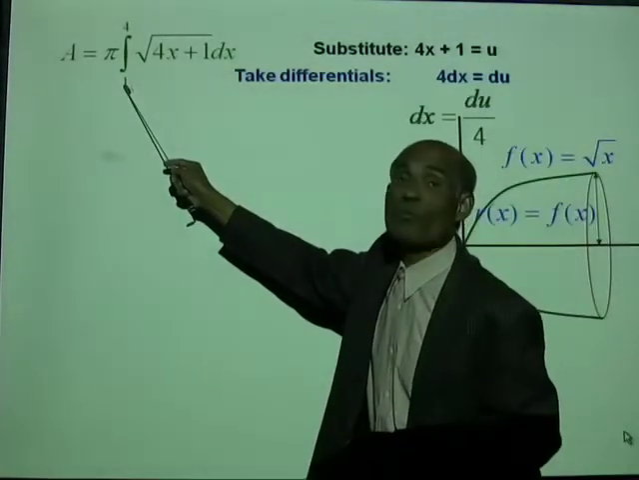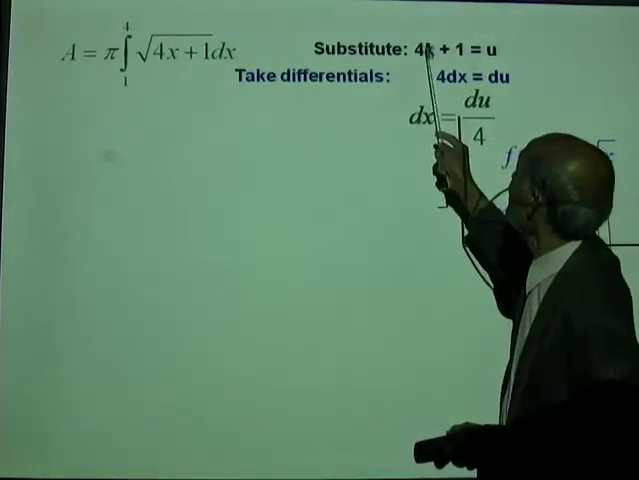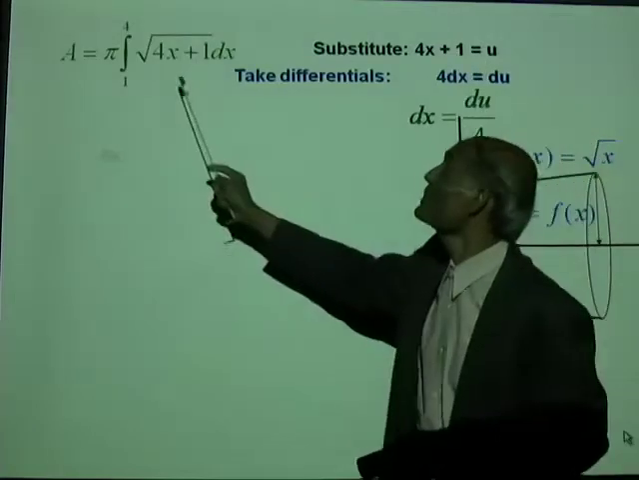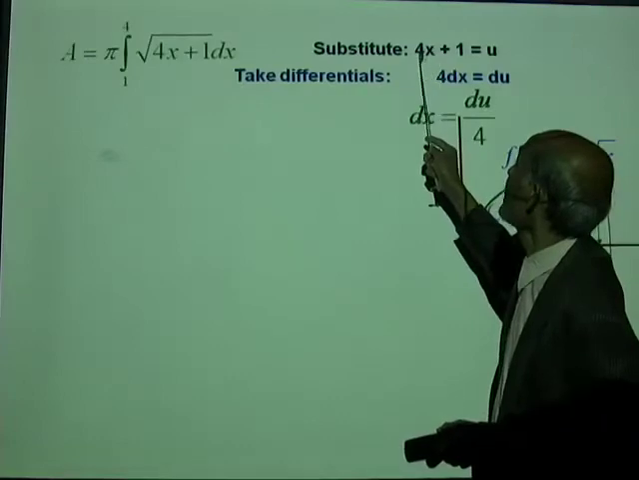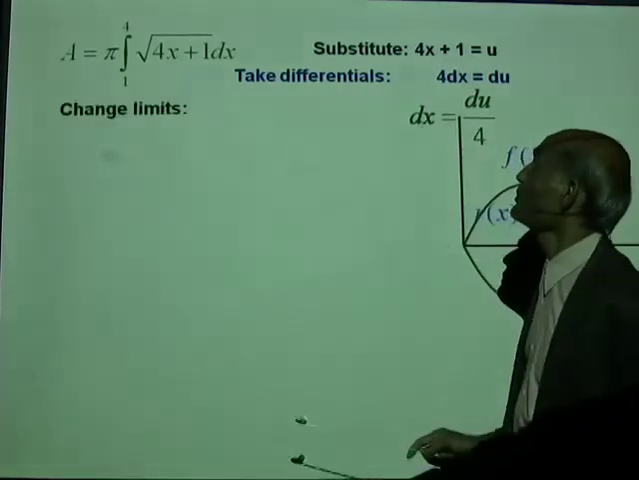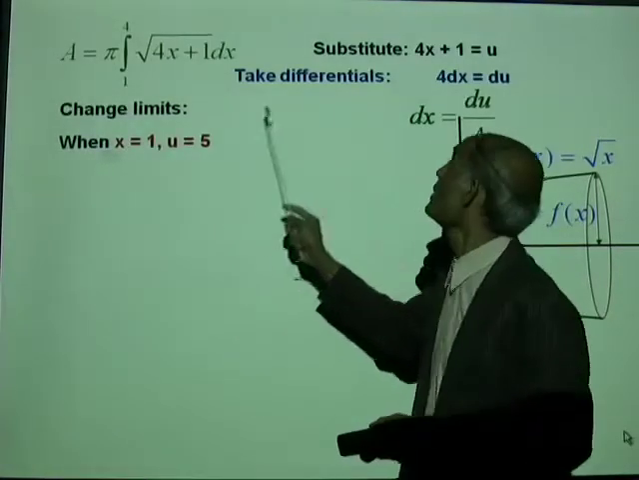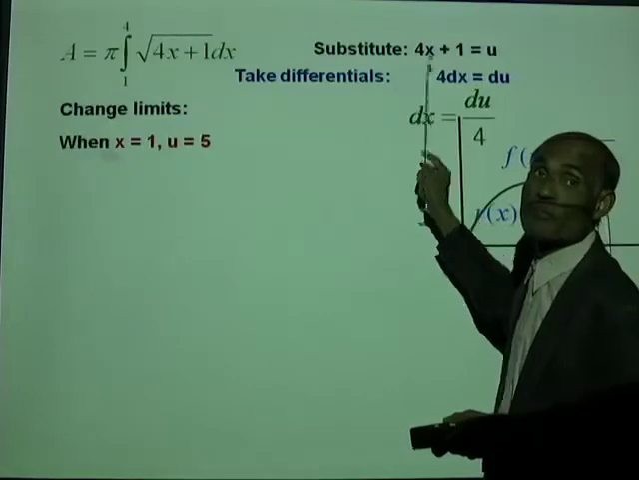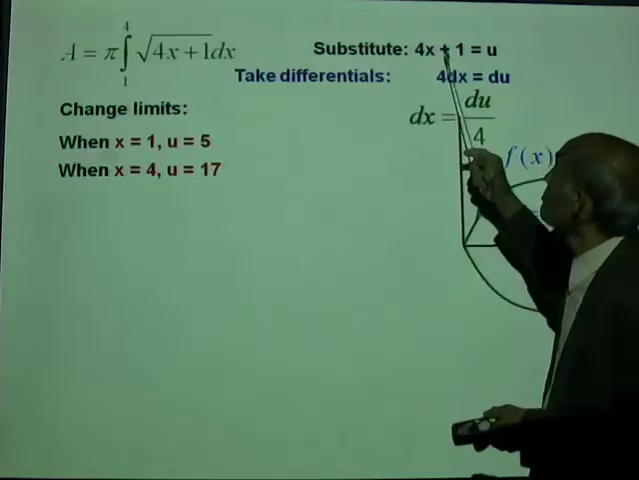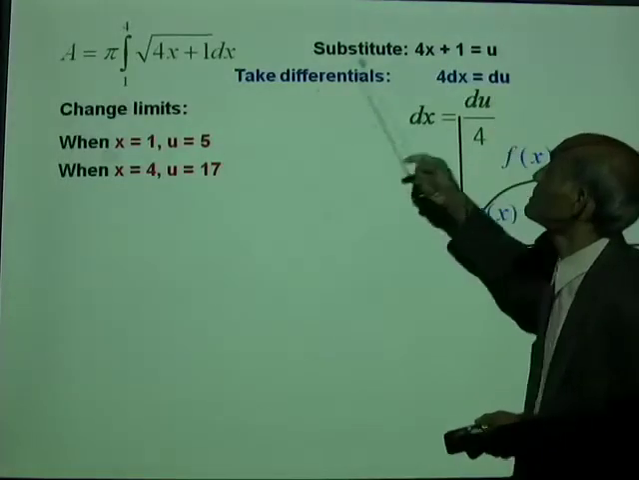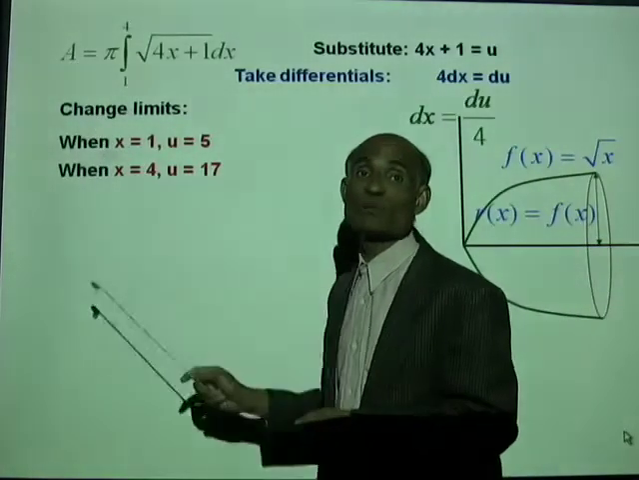When x equals 1, that's our lower limit, this will be 4 plus 1, 5. U will be equal to 5. When x equals 4, that will be 4 times 4, 16 plus 1. U will be 17. So change the limits: when x equals 1, u equals 5; when x equals 4, u equals 17. Just put those values of x in our substitution and find the value of u. So what is the area now equal to?